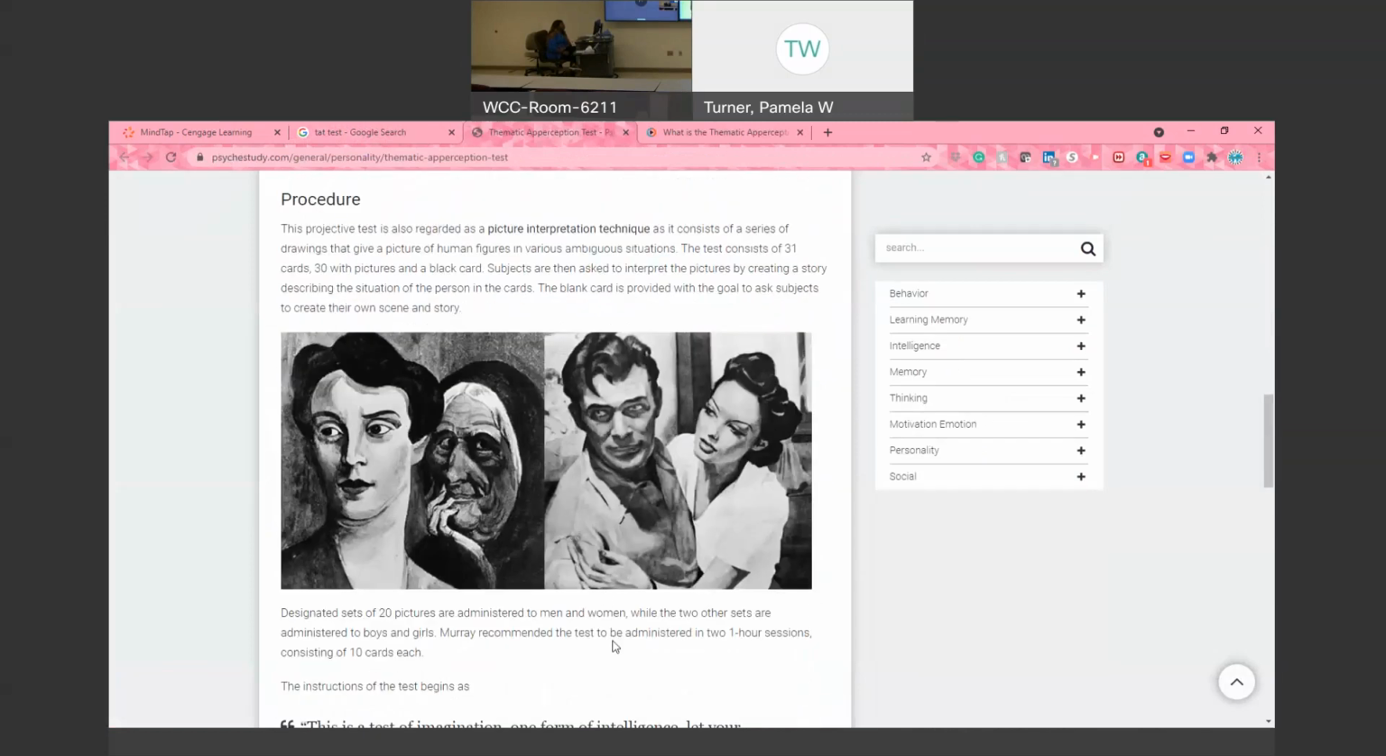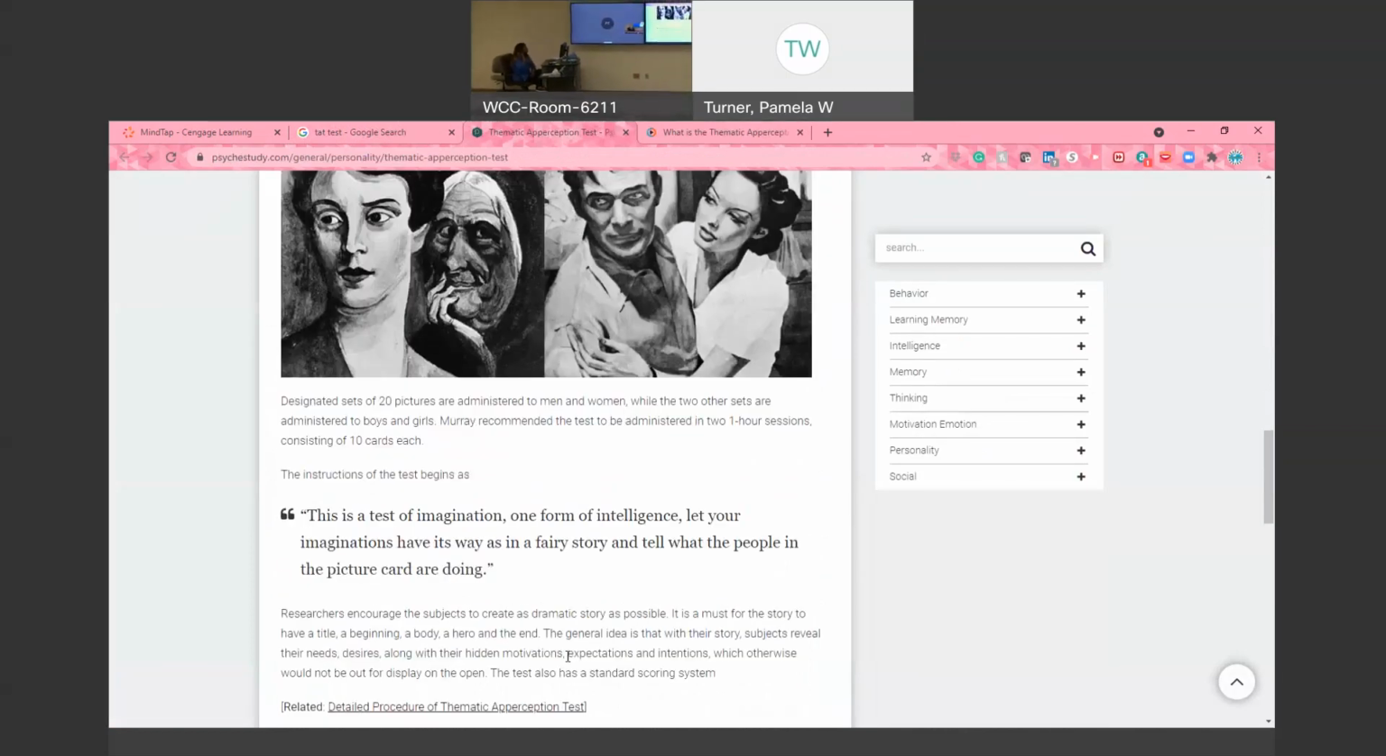With the TAT, you were given 20 sets of pictures, and they were given to both men and women, while 2 sets are administered to boys and girls. The recommendation is that the test be administered in two 1-hour sessions containing 10 each. And the instructions say, this is a test of imagination, one form of intelligence. Let your imagination have its way as in a fairy story, and tell what people in the pictures are doing.